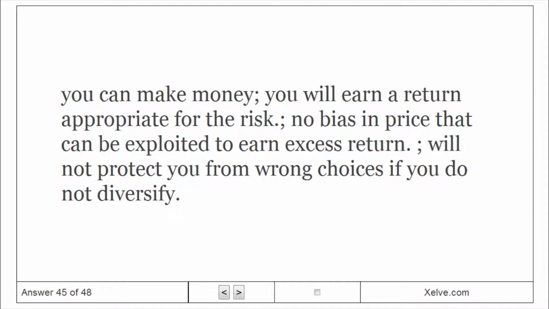To clarify misconceptions about the efficient market hypothesis: you can make money, you will earn a return appropriate for the risk, there is no bias in price that can be exploited to earn excess return, and it will not protect you from wrong choices if you do not diversify.